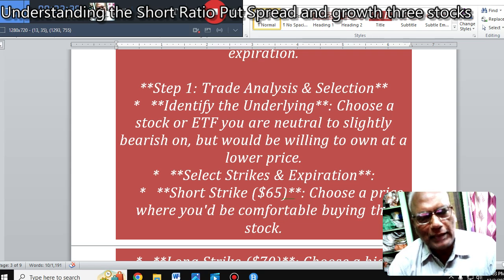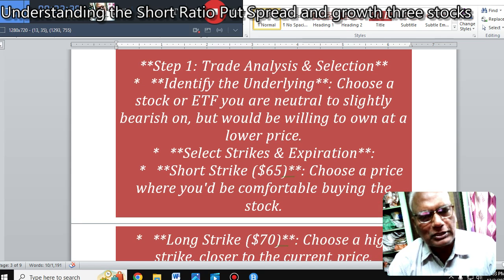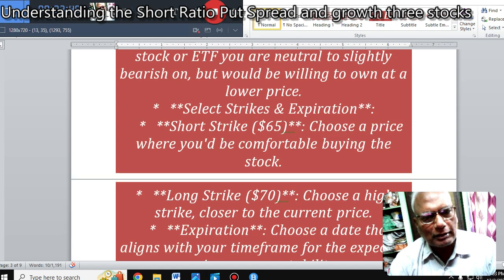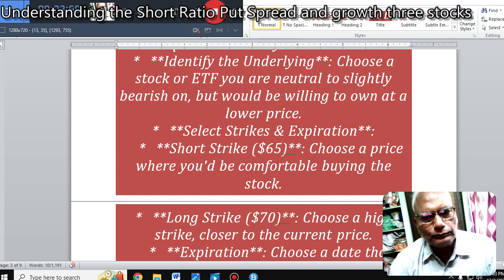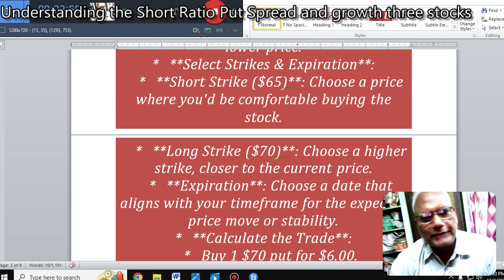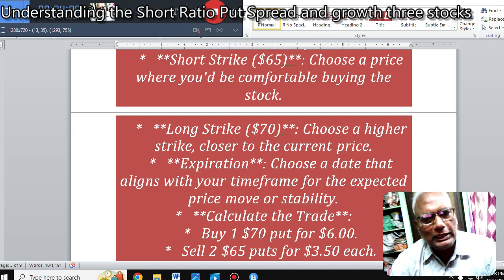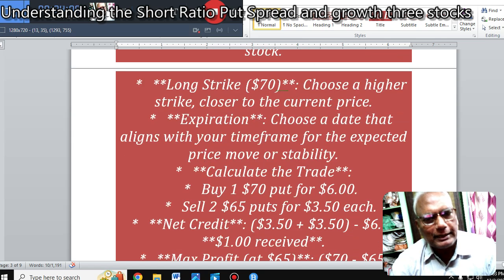Select strikes and expiration. Short strike: $65. Choose a price where you would be comfortable buying the stock. Long strike: $70. Choose a higher strike closer to the current price. Expiration: choose a date that aligns with your time frame for the expected price move or stability.